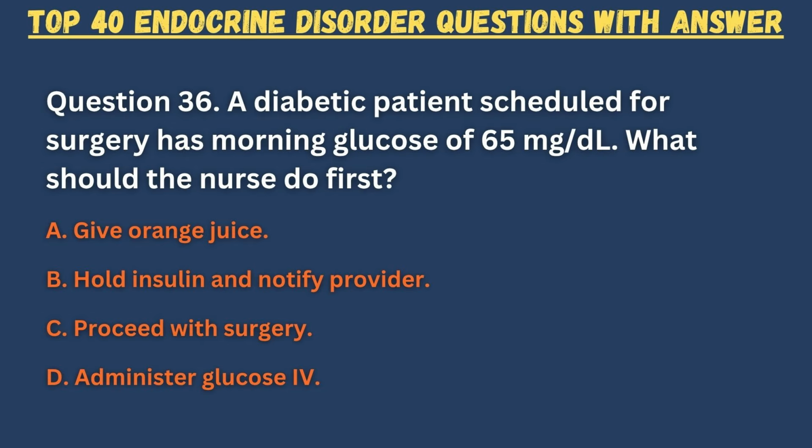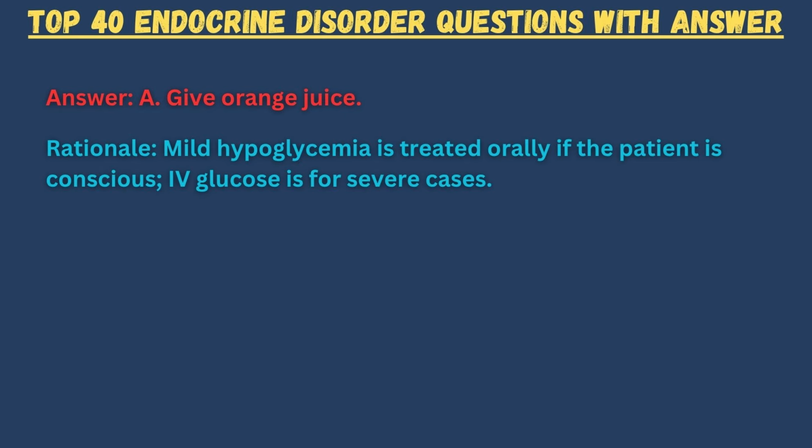Question 36. A diabetic patient scheduled for surgery has morning glucose of 65 milligrams per deciliter. What should the nurse do first? A. Give orange juice. B. Hold insulin and notify provider. C. Proceed with surgery. D. Administer glucose IV. Answer. A. Give orange juice. Rationale. Mild hypoglycemia is treated orally if the patient is conscious. IV glucose is for severe cases.